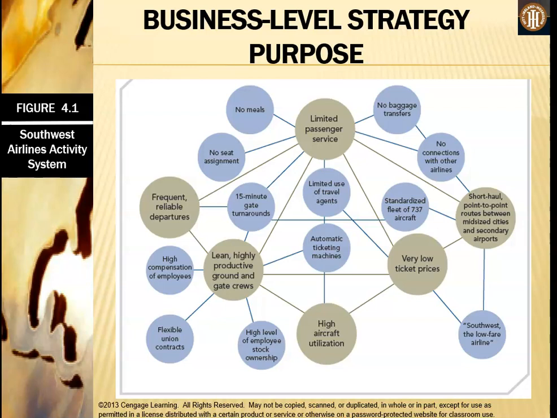They have limited passenger service, limited use of travel agents. Then they use a standard aircraft, the Boeing 737. They have no connections with other airlines. They compensate their employees very well. They have high aircraft utilization, very low ticket prices, and that kind of thing. So all of these capabilities and competencies are what Southwest uses to do their business level strategy.